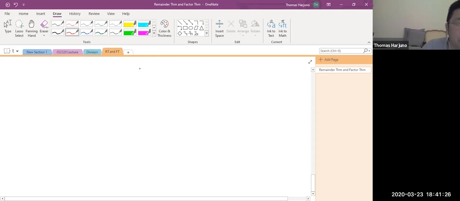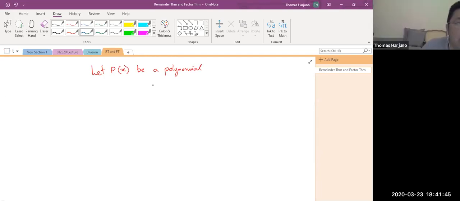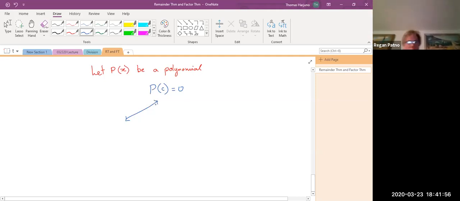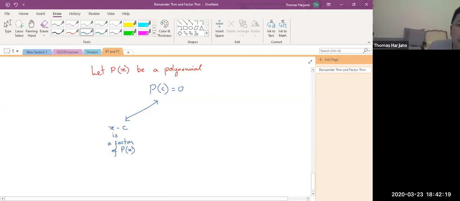I usually call it the trinity of zero. Basically, the following. Let P(x) be a polynomial. Then we have this situation. P(c) equals zero means what? That means c is a factor. Almost right. It means x minus c is a factor. Is it right?